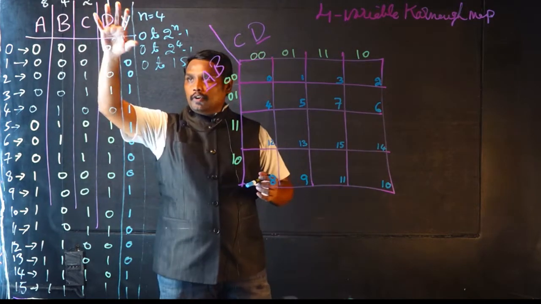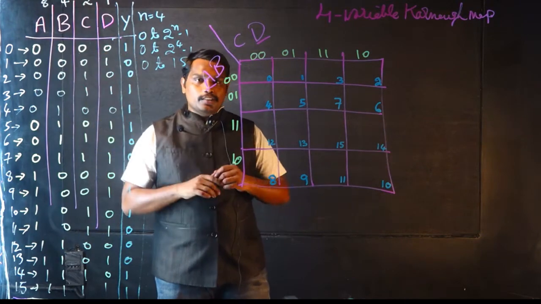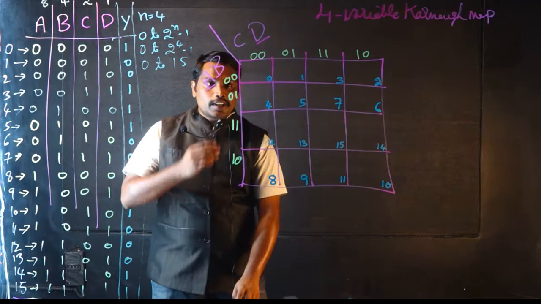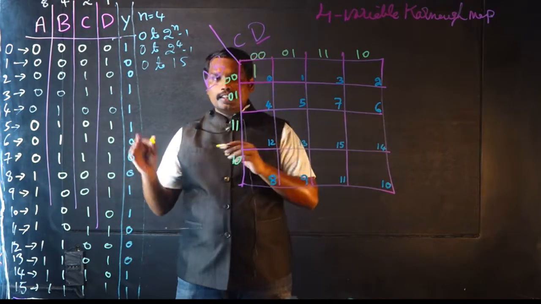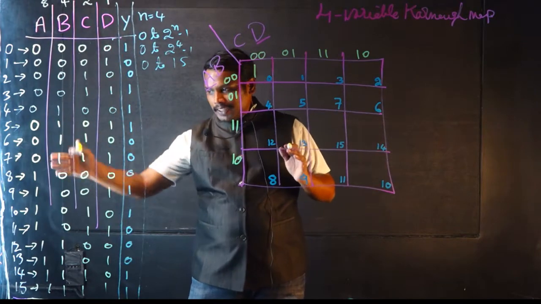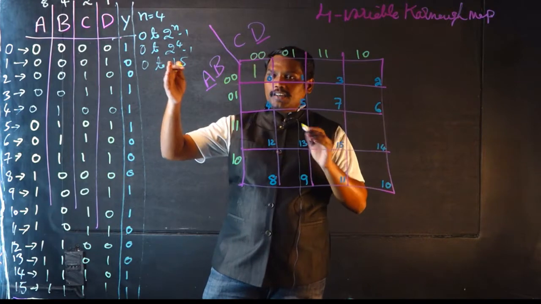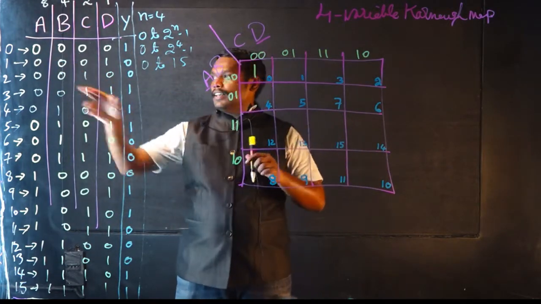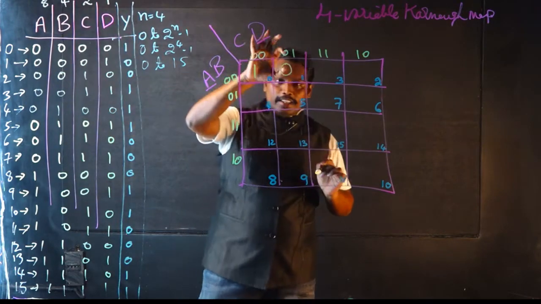Now coming to the output values. For position 0, that is 0 0 0 0, the output is 1, so we place 1 there. Are you getting it? We place 1 because we are following the sum of product form. From this truth table, I am going to generate the SOP form. So for 0 it is 1, and for 1 it is 0. You place the output values in the Karnaugh map.